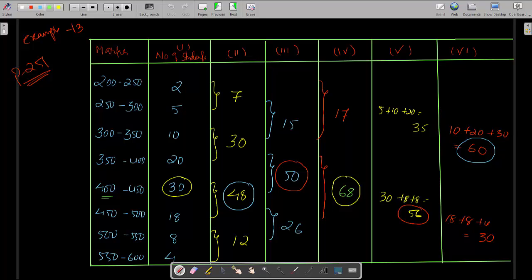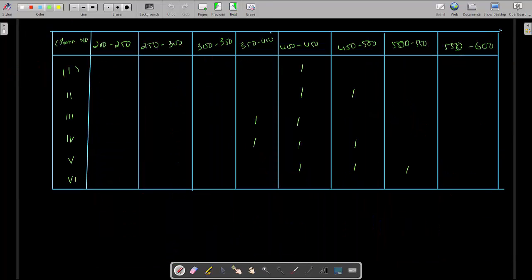The last value here is 60, column 6. So column 6, we got 10 plus 20 plus 30. So 10, 20, and 30 from 300 onwards, right? 300, 350, and 400. Now, what do we do next?